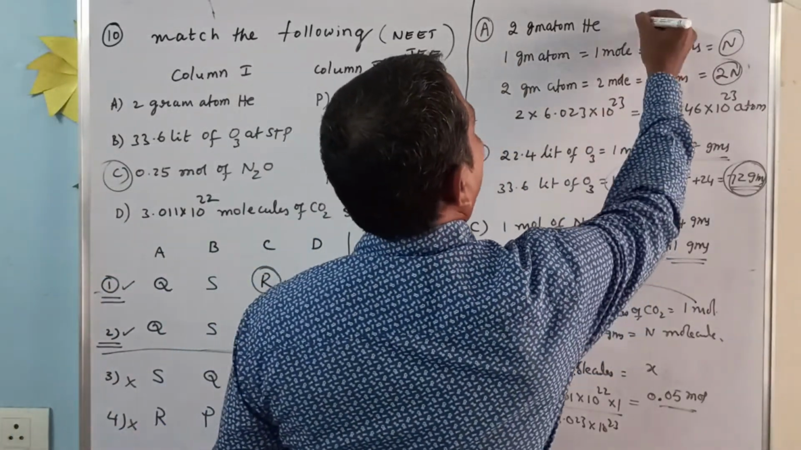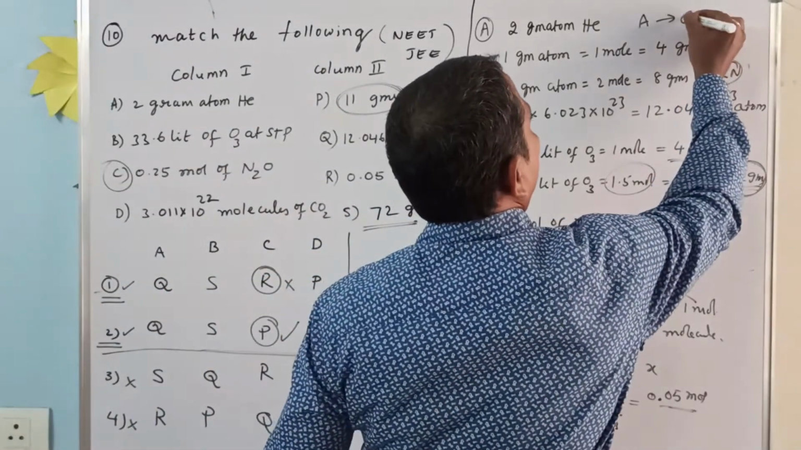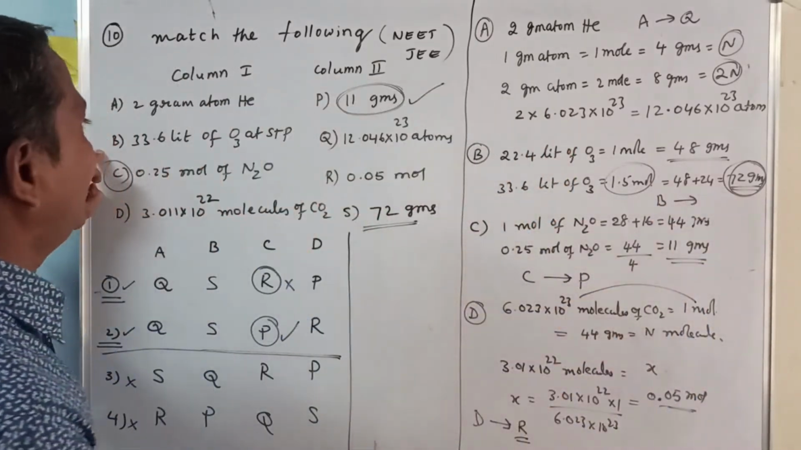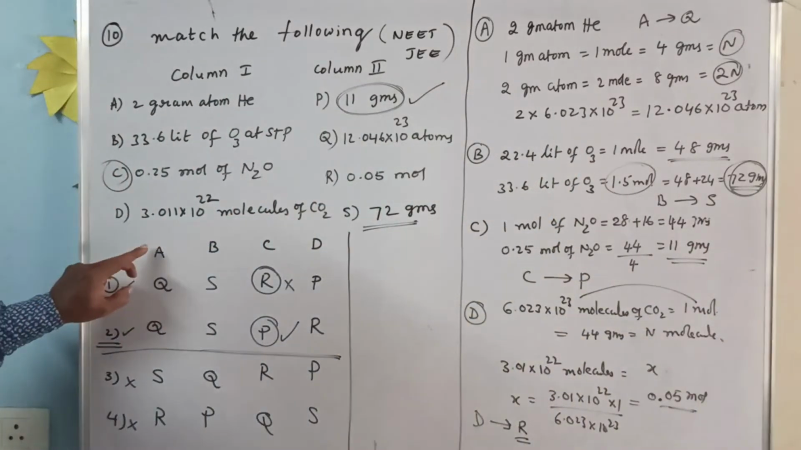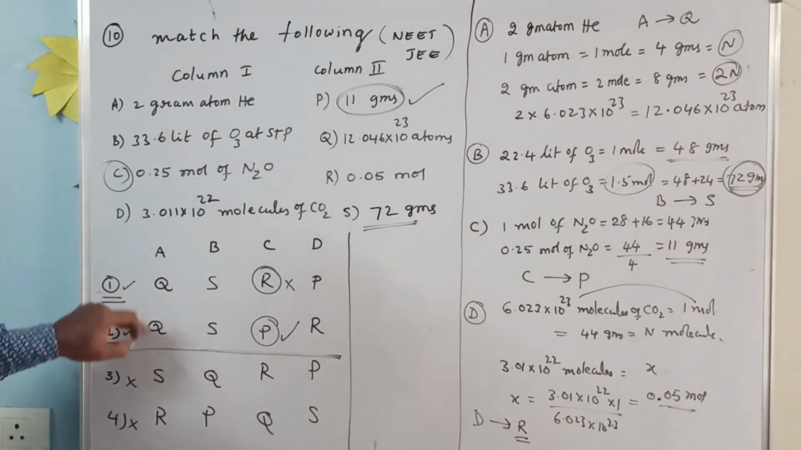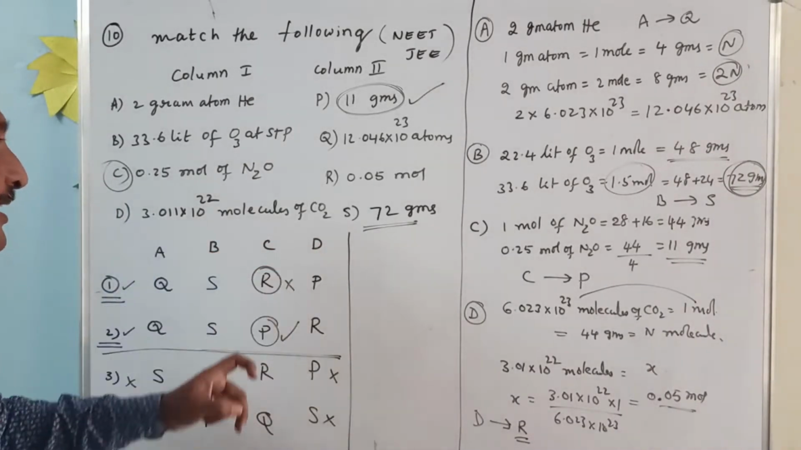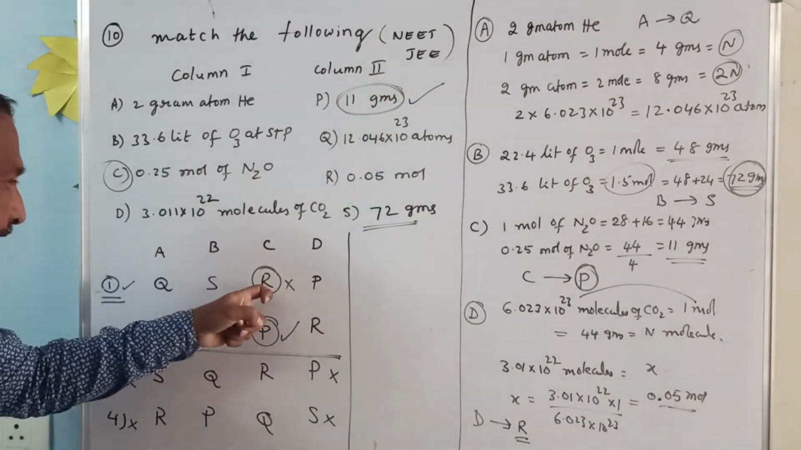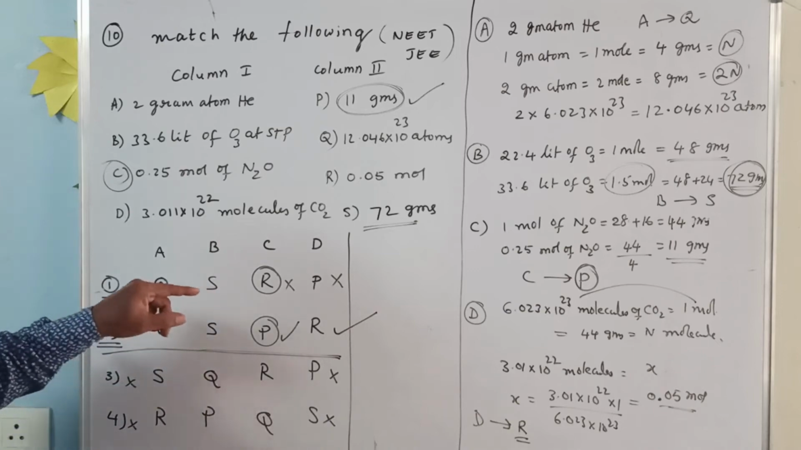For A, answer is Q. For B, answer is S. So in option 1, A answer Q, B answer S. See, both are correct. 3 wrong, 4 wrong. Now we have to check C and D. C answer P. In option 1, C answer R, so option 1 wrong. In option 2, C answer P, so option 2 correct. But I am checking D also.